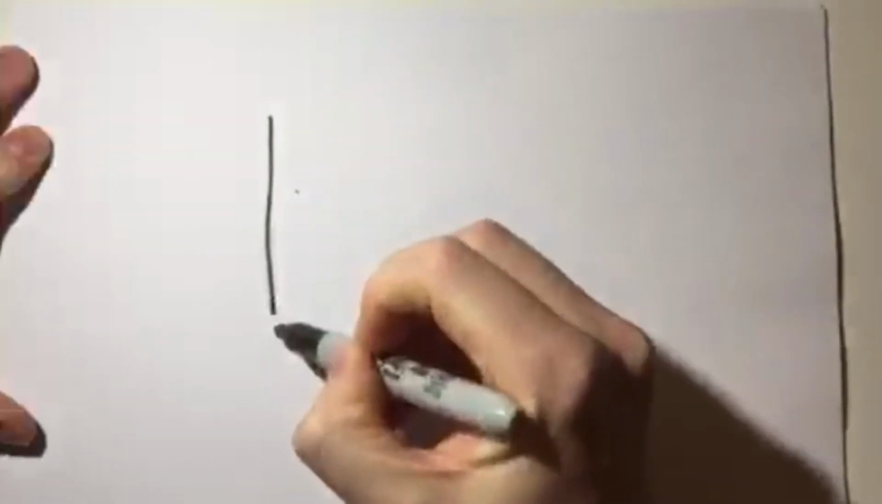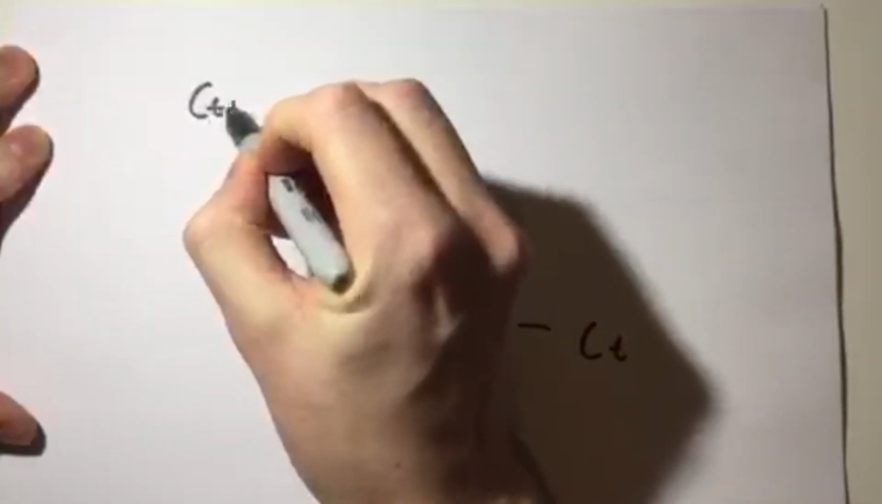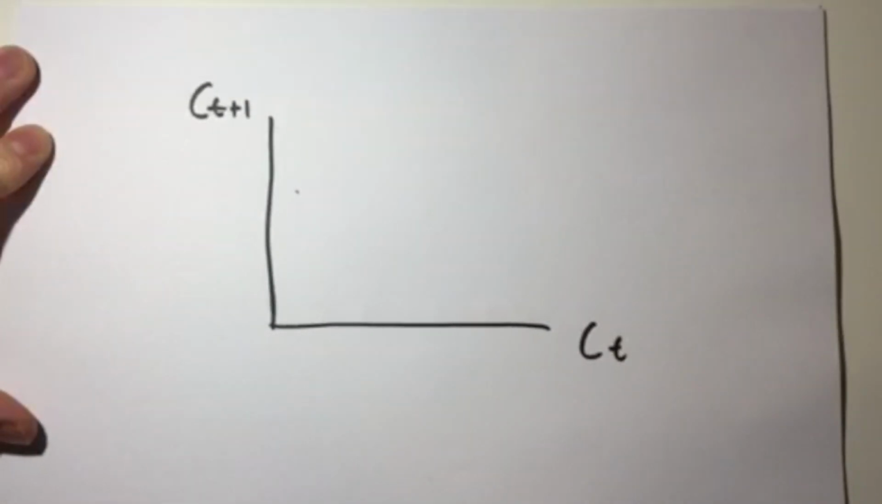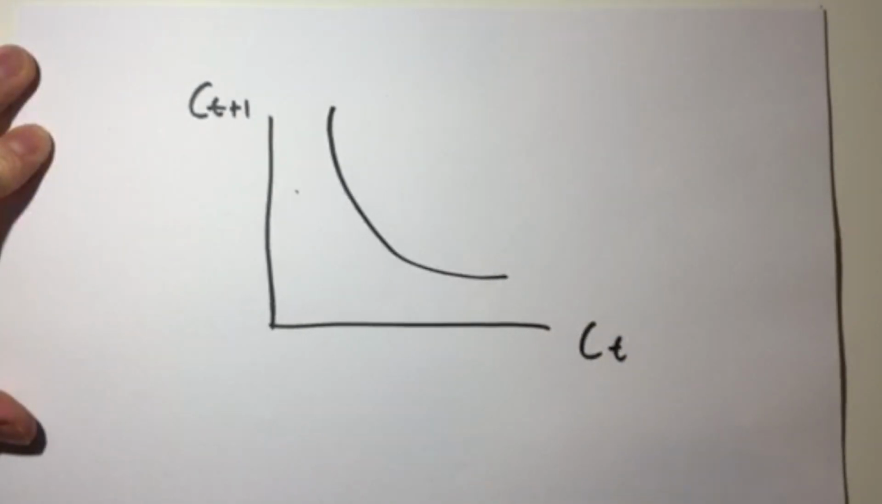Because our utility function possesses diminishing marginal utility with regards to consumption, any marginal increase in consumption, so CT or CT plus 1, increases utility but at a decreasing rate. Due to that, we now know what the indifference curve between the two goods, CT and CT plus 1, is going to look like. If we draw CT plus 1 on the y-axis and CT on the x-axis, the indifference curve between these two goods is going to look something like this.